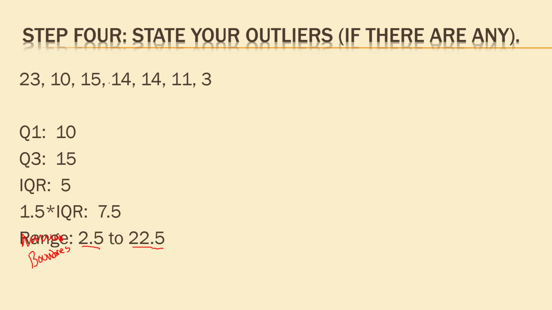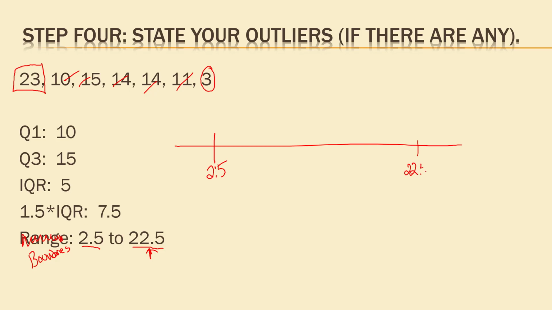So are there any outliers? Well, 3 falls within that range, so it's not an outlier. 11, 14, 14, 15, 10, they all fall within that range. But notice, 23 is larger than 22.5. On our number line, 2.5 is somewhere right down here, and 22.5 is right about here. 23 then falls outside of the boundaries. It is an outlier.